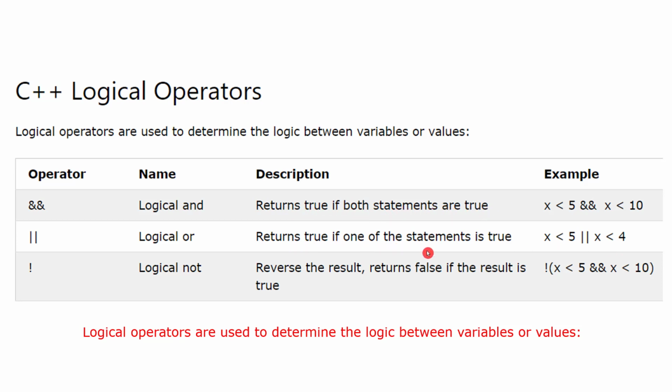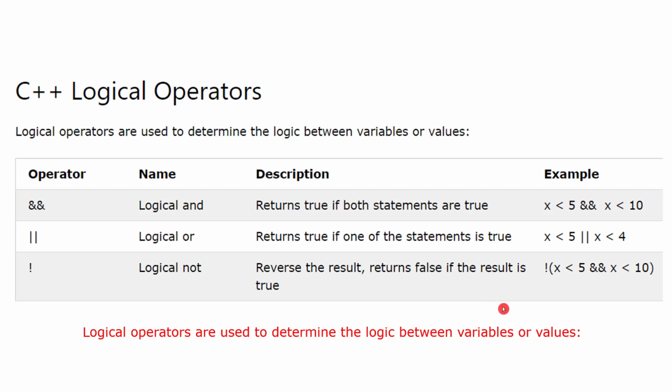The or operator is true if one of the statements is true. Either this statement or this statement being true makes it true. Suppose the value is 5. Then x less than 5 is not correct, and x less than 4 is not correct either, so both are not correct. If you're giving 4, then 4 is less than 5 is correct, though 4 is not less than 4. So only this statement will be correct, and even this will be taken as true.